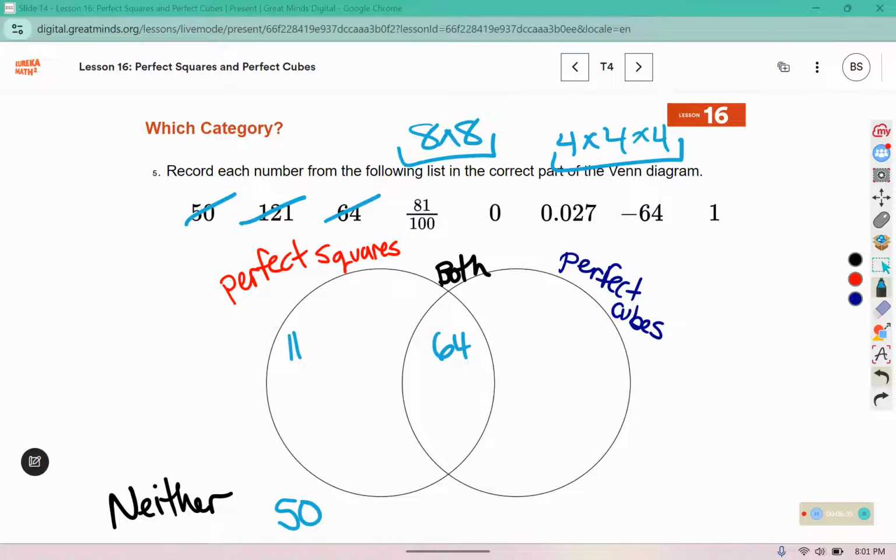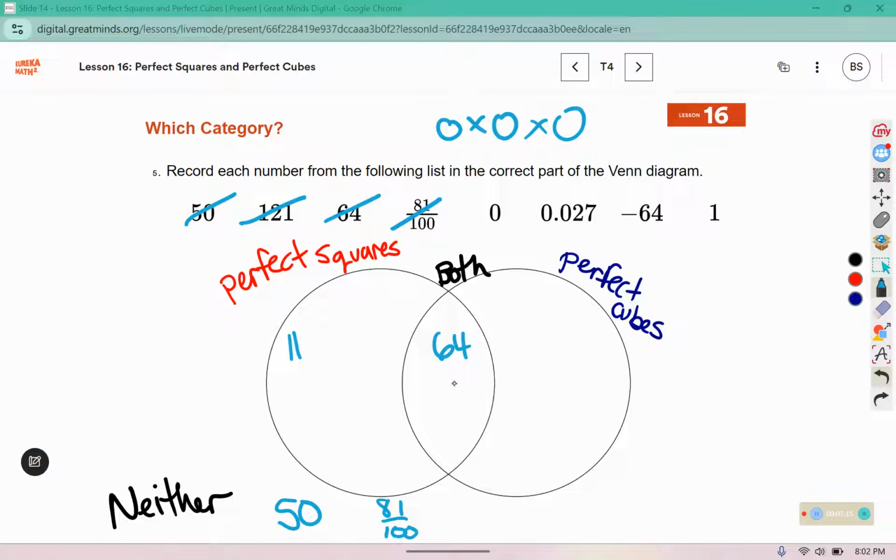81 over 100. Now, 81 can be formed by 9 times 9, and 100 can be formed by 10 times 10. But since it's a fraction, this is a neither, because we would have 9/10, but that's not a whole number. Perfect squares and perfect cubes must use whole numbers. 0. Well, I know 0 times 0 is 0, so it's a perfect square. And 0 times 0 is 0, so it's also a perfect cube.